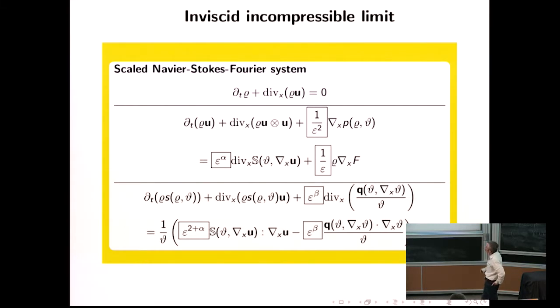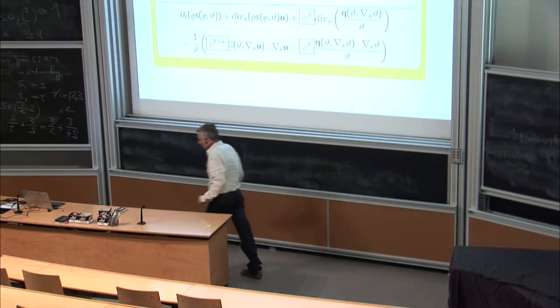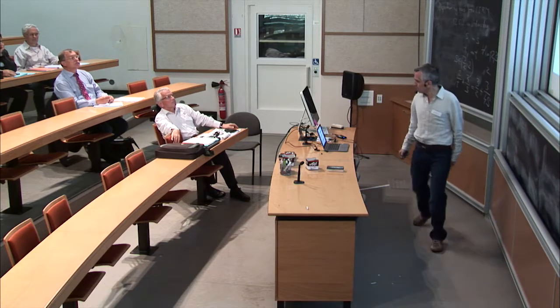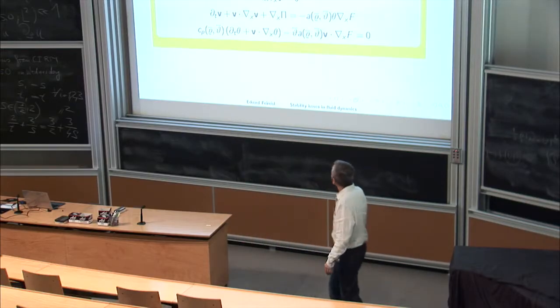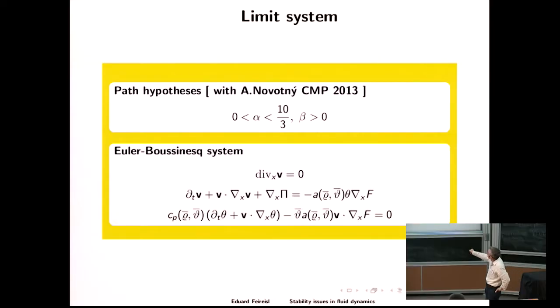scaling here, you would guess, at least formally, that the limit system should be something called the Euler-Boussinesq system. It is a system which is on the next slide, and it is written down here. We have the incompressibility condition, the Euler equation with some force on the right-hand side, and some temperature which satisfies this equation here. And of course, as I said, this theta bar and rho bar stand for the equilibrium values of the temperature and of the density.